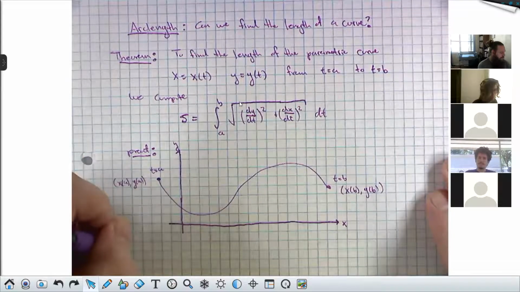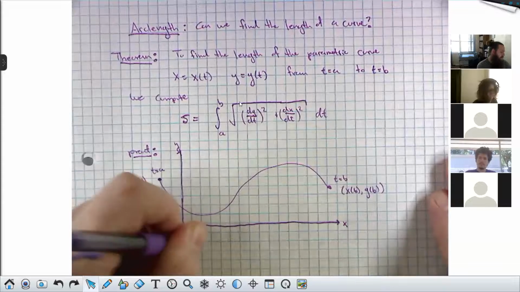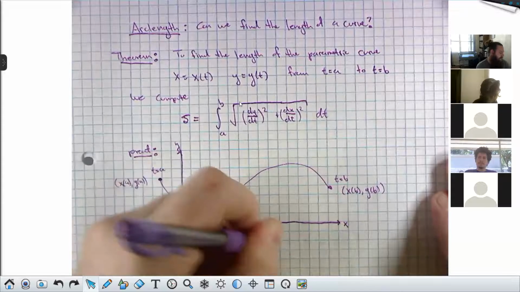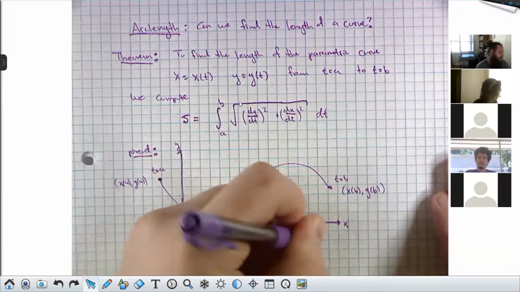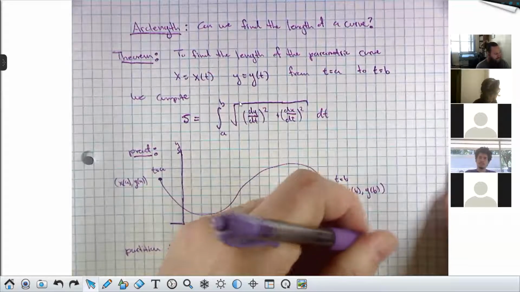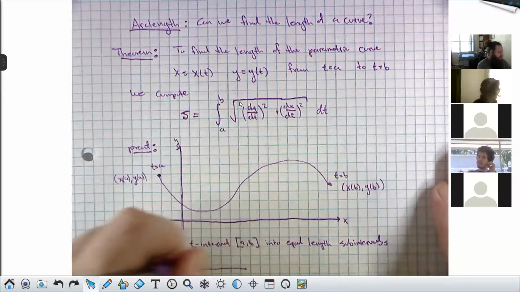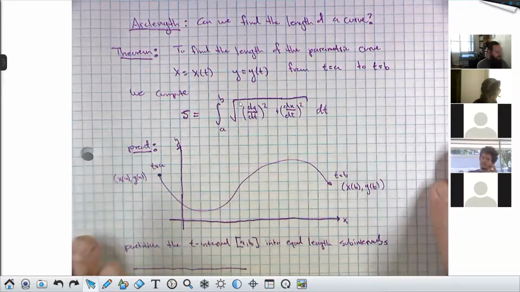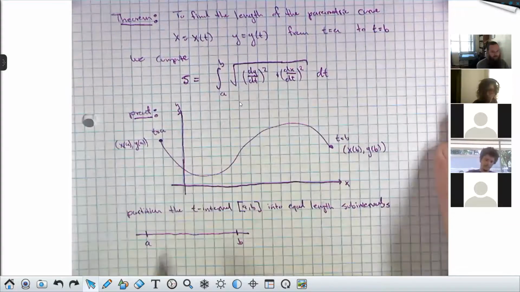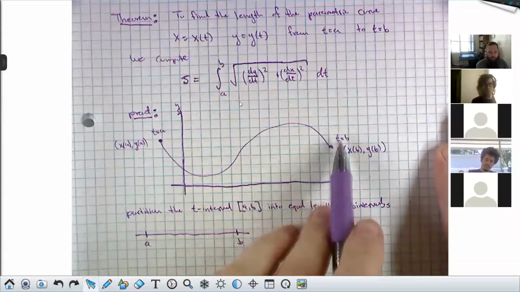We partition the time interval, the t interval, a, b, into equal length subintervals. So imagine I don't have a t-axis in the picture here. Imagine down here I have the time interval from A to B. This is kind of like your slider in Desmos, right? Where you can move the slider around and you see the point move on the curve.